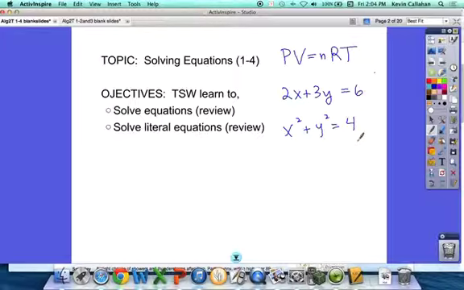How do you solve literal equations? Do you have a question, Kareem? We will use y equals mx plus b, definitely. Okay. So that's our two objectives: plain old equations, literal equations.